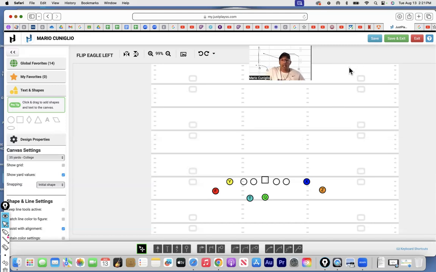We have eagle right, eagle left, and we have flip eagle left and flip eagle right, again, which basically takes 2 guys that were on the ball and puts them off the ball, and vice versa. So that's pretty much how that's going to work. All right. It just dictates who's on and who's off between those 2 formations.